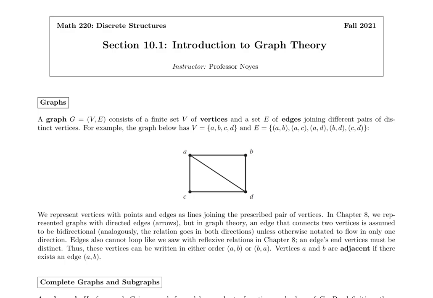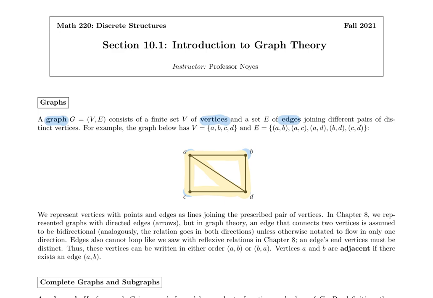Well, a graph, G, consists of values V and E, where V is the set of vertices and E is the set of edges. So we have vertices and we have edges, and edges join different pairs of distinct vertices. For example, in this example we have vertex A, vertex B, vertex C, and vertex D, and we have edges AB, AD, AC, CD, and BD. So we would represent vertices with points and edges as lines joining the prescribed pair of vertices.